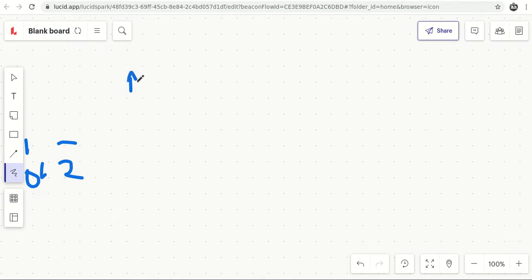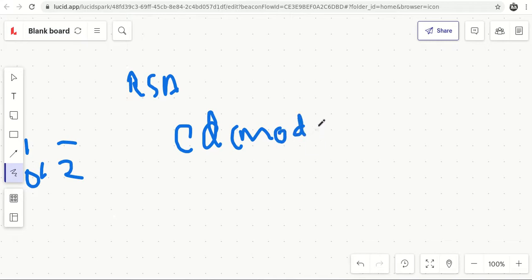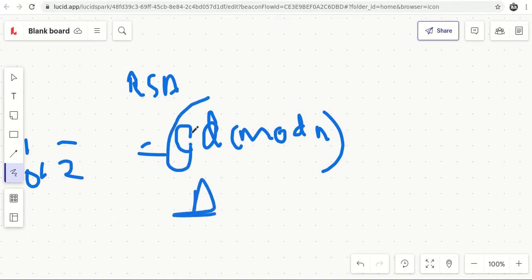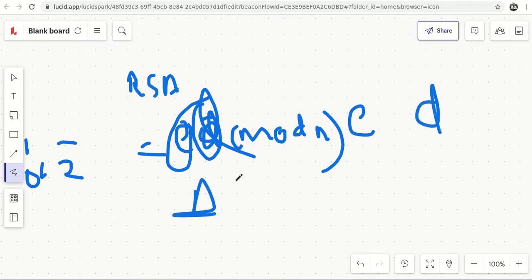What RSA does, suppose you know about RSA: the RSA algorithm has this property that if this is a public key and this is a private key, then E times D mod n is 1. So we have to find this E and D. Now to find E and D, if you remember the RSA algorithm.